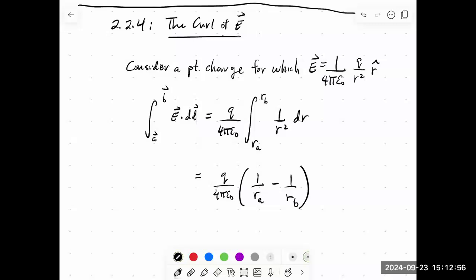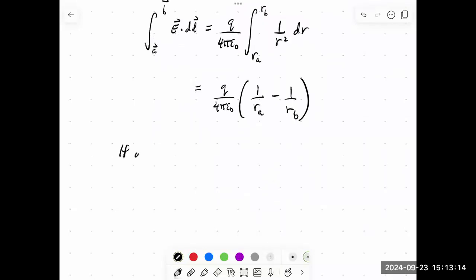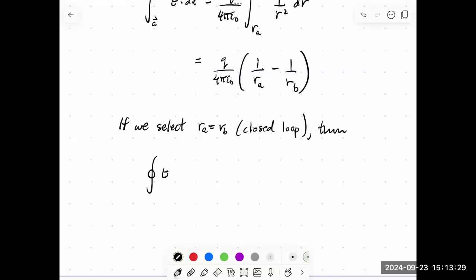Okay. But now what we could do is say, well, what if I made RA and RB the same? So that I follow a path that could be whatever shape you want, but I'm going to end on the same point that I started at. So if we select RA equal to RB so that we have a closed loop, then it must be the case that this E dot dl is equal to zero, because then we're just going to have 1 over RA minus 1 over RA, and that's going to vanish.